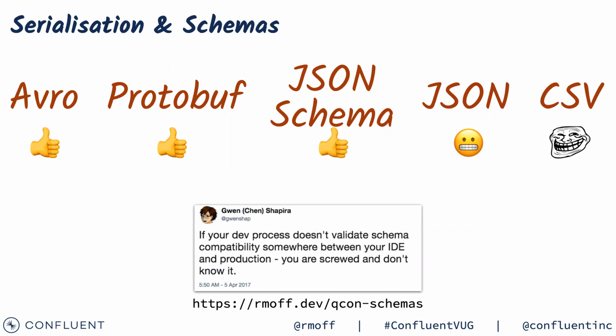So use something like Avro, use Protobuf, use JSON schema. Those are great ways to serialize your data. You've got a schema registry that stores the schema. You use JSON if you want to, but JSON doesn't have built-in support for schemas, and CSV is generally a terrible idea, so don't do that.